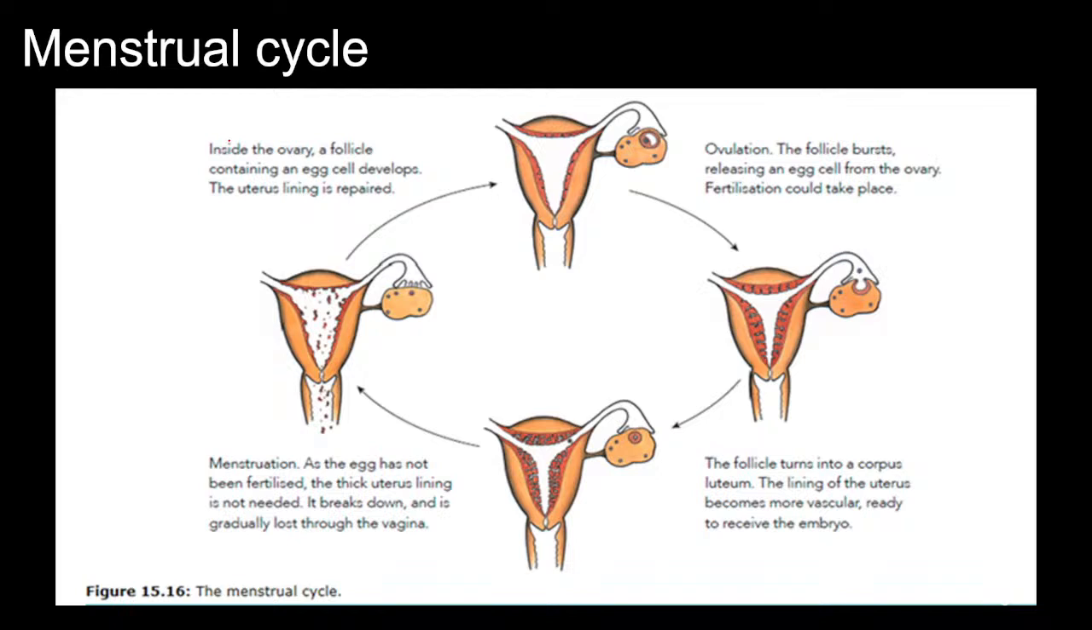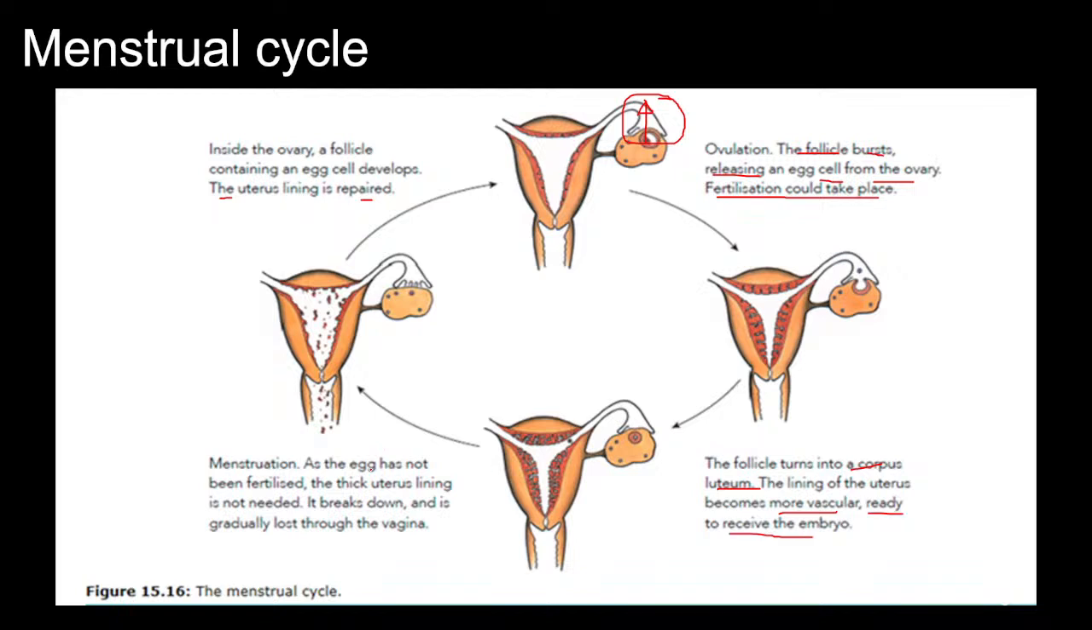Okay, so inside the ovary, a follicle containing an egg cell develops. The uterus lining is repaired. Ovulation occurs. Ovulation is the release of an egg. The follicle bursts, releasing an egg cell from the ovary. Fertilization could take place. Fertilization takes place in the oviduct. The follicle turns into a corpus luteum. The lining of the uterus becomes more vascular. It becomes more thick and spongy, ready to receive an embryo.